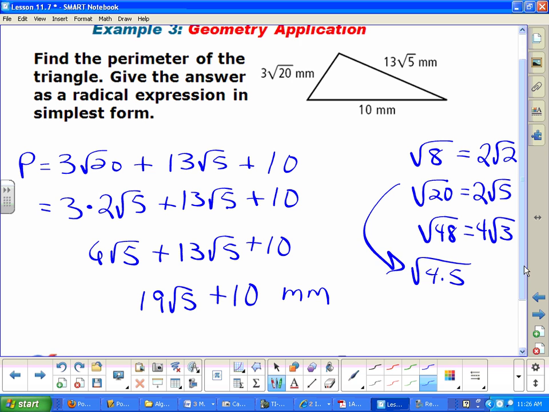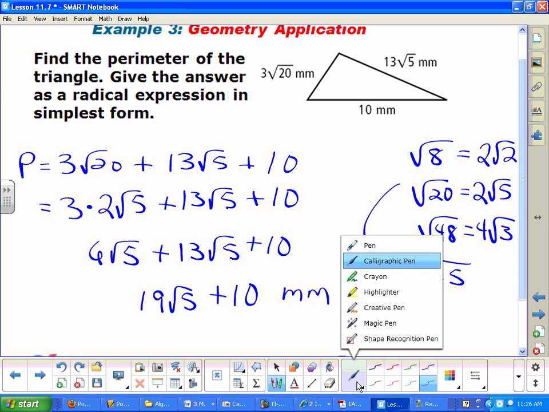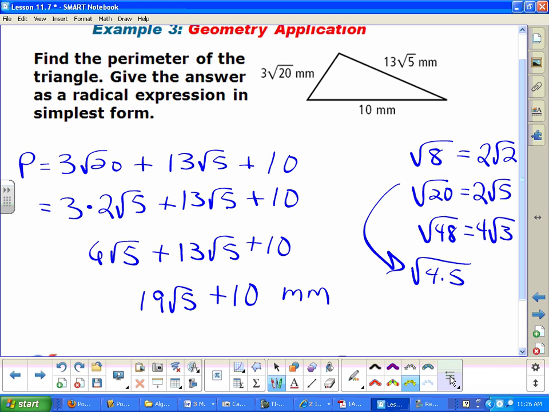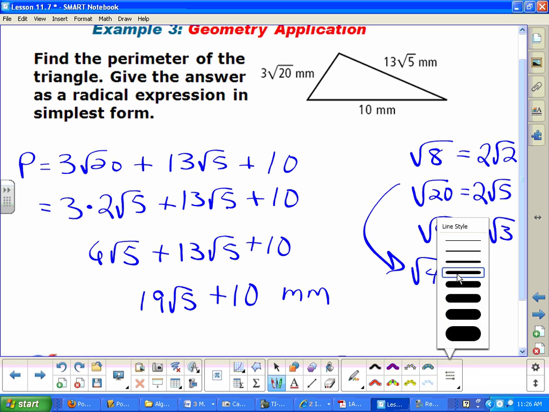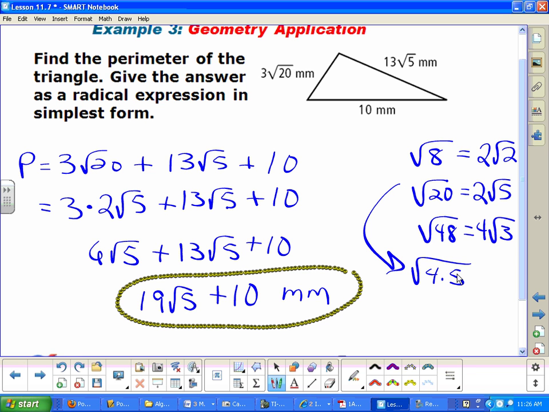millimeters. So make sure you remember to put the units there. So combining two things that we've done, simplifying radicals and adding and subtracting like expressions, with like terms.